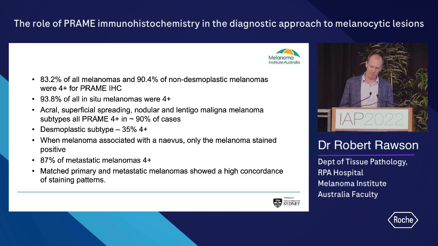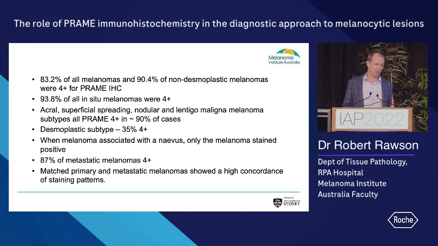Roughly the same amount of melanoma in situ stained positive, more than 90%. Looking at the subtypes which weren't desmoplastic, they were all roughly around 90% staining positive, so really quite a high sensitivity. And when a melanoma was seen to arise in a nevus, it was only the melanoma which stained positive.